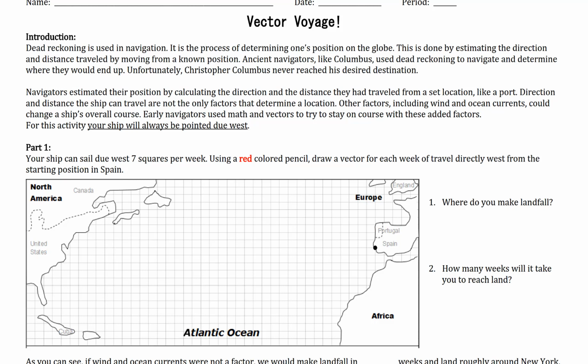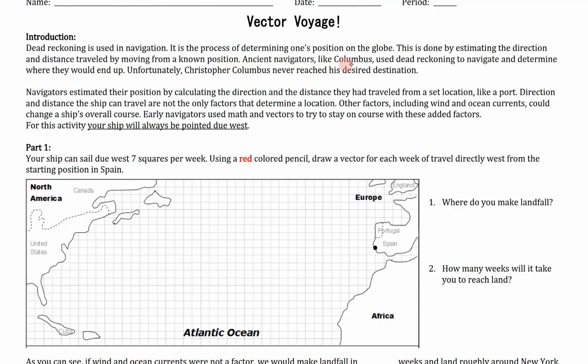We're going to finish up Unit 10 by going on a vector voyage. So let's read the instructions because that's always a good thing to do. Dead reckoning is used in navigation. It is the process of determining one's position on the globe. This is done by estimating the direction and distance traveled by moving from a known position.